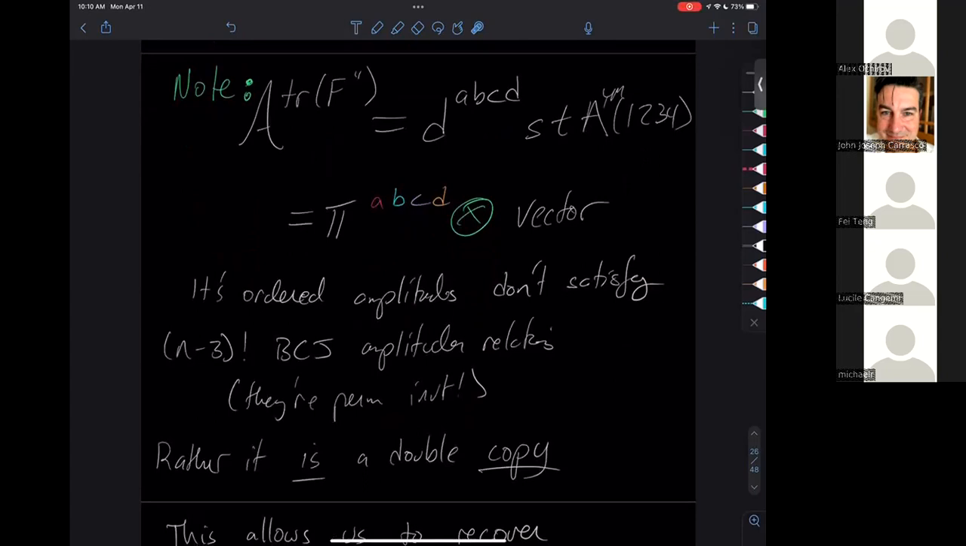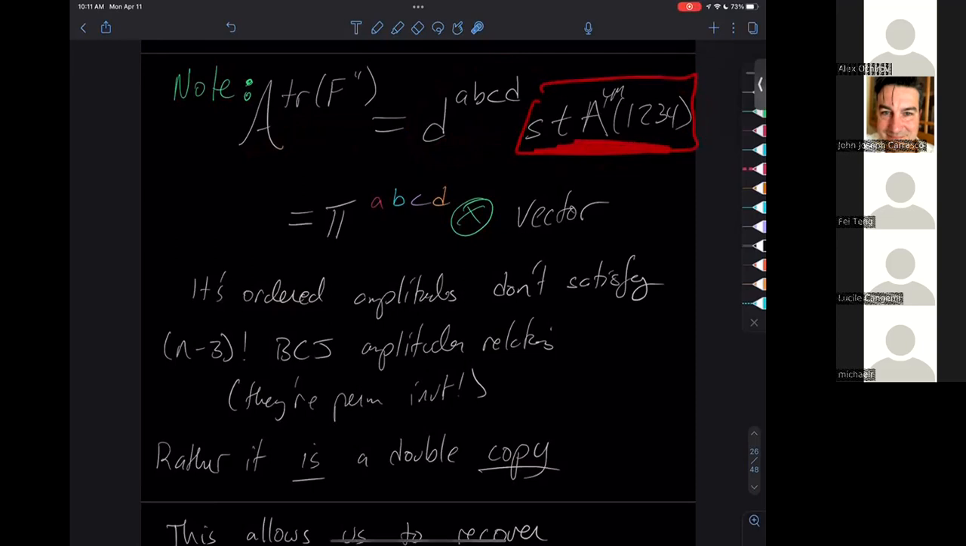So this is something fun. This is a fun observation. The amplitude associated with the supersymmetric trace F to the fourth is d^{ABCD} times S times Yang-Mills, because this is a permutation invariant, and this is a permutation invariant. And it was noted by Bern, Dixon and others that if you color strip this amplitude, you'll be looking at something that looks like this, and it's permutation invariant.